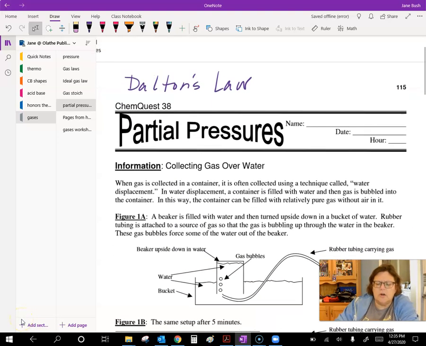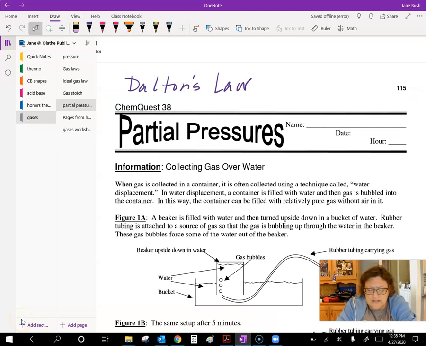All right, we're talking about Dalton's law of partial pressures with this lesson. It's one of the simplest concepts. The total pressure is equal to all the parts. All the gases that you put into one container will add up to the total pressure. Very simple concept there. Why do we need to know this?